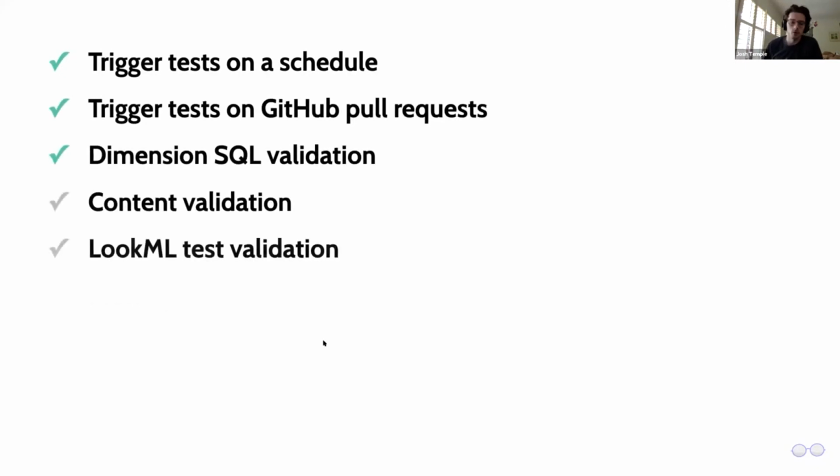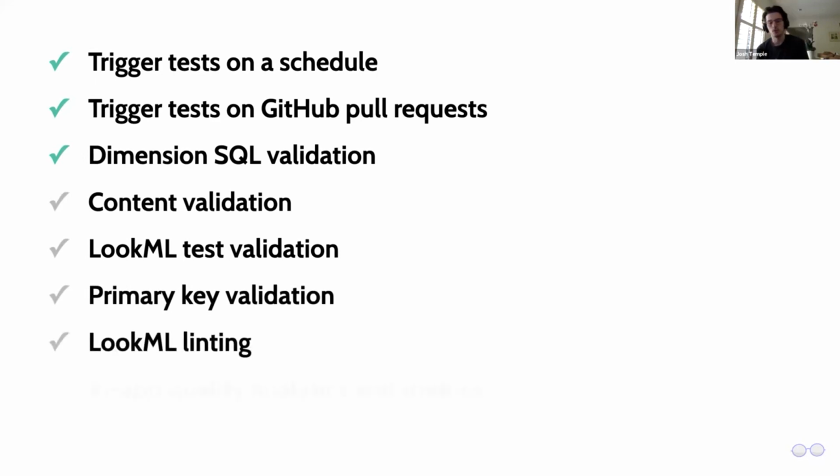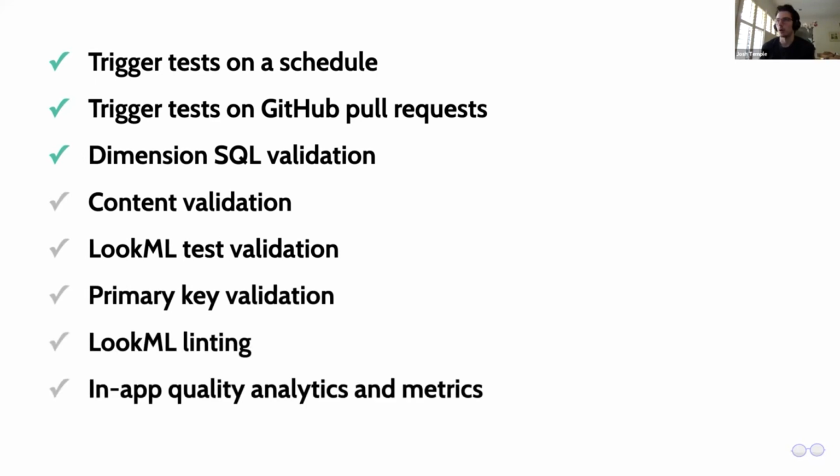So right now we are in an alpha stage. We have a few handpicked people who are testing the product. At the moment, all of what Dylan showed you is in the product. We will soon be adding content validation and LookML test validation, which basically run those functions via the Looker API and return the results to you within Spectacles.